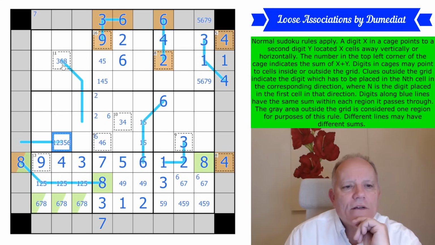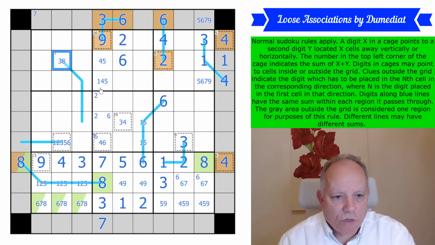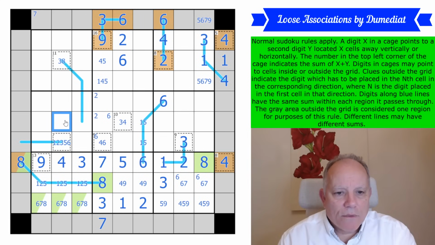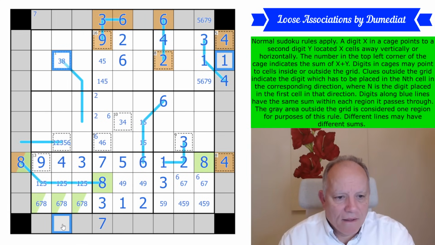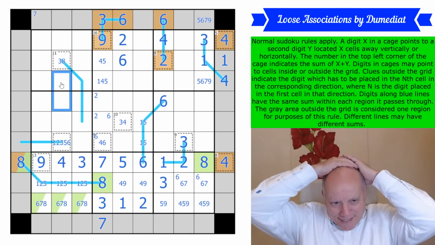I mean, I can now... Oh, that's not a 6 anymore. That's 3 or 8. If it's 3, it needs an 8 there or there. And that would be needing an 8 here. If that's an 8, it needs a 3 there or there, which would put a 3 in one of those 2 positions.